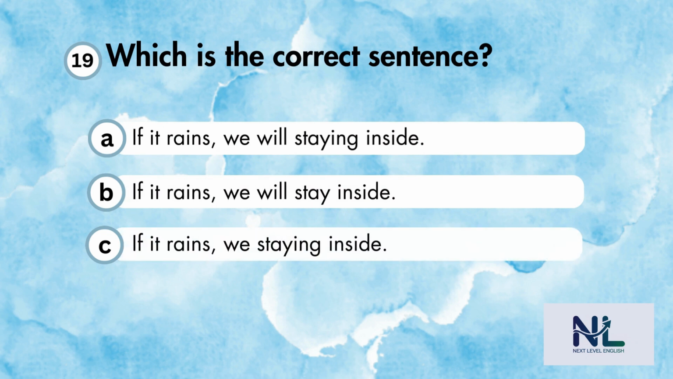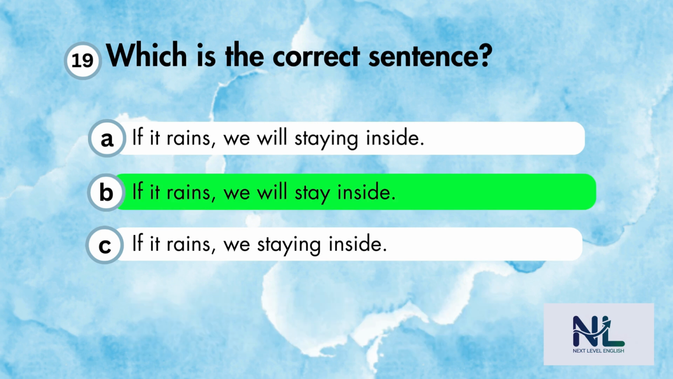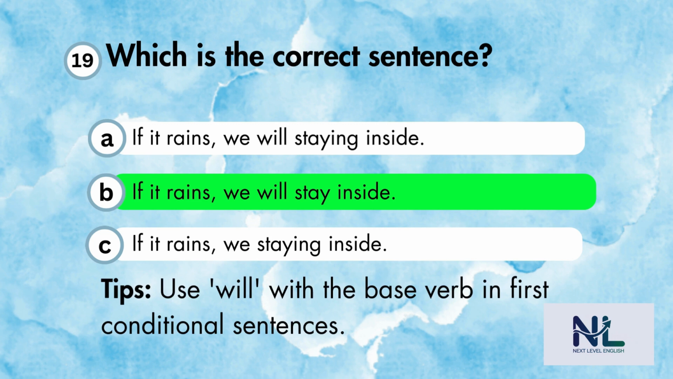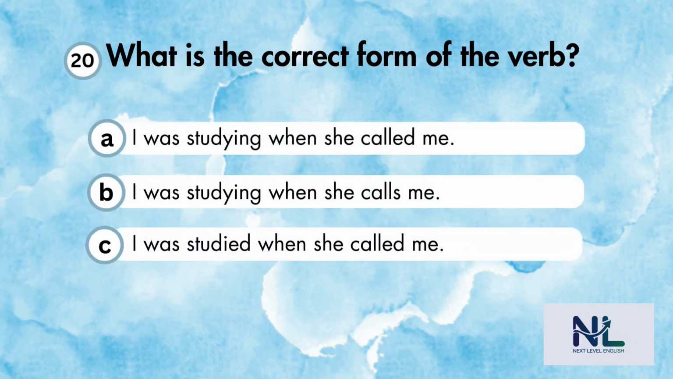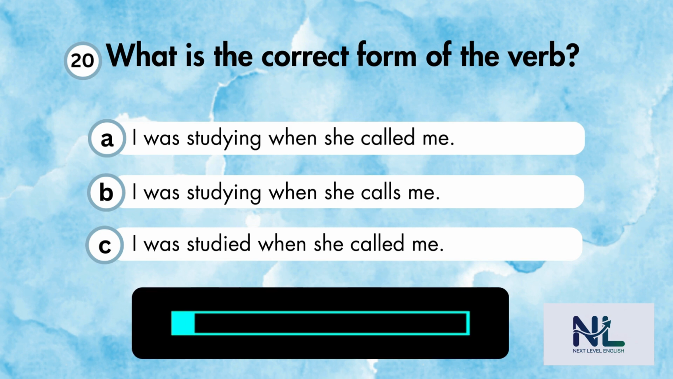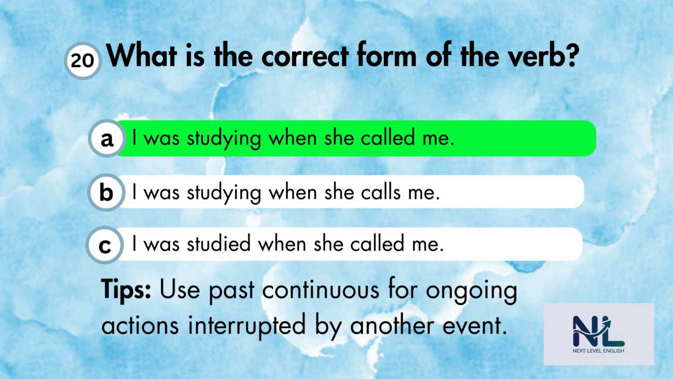19. Which is the correct sentence? If it rains, we will stay inside. Tips: use will with the base verb in first conditional sentences. 20. What is the correct form of the verb? I was studying when she called me. Tips: use past continuous for ongoing actions interrupted by another event.